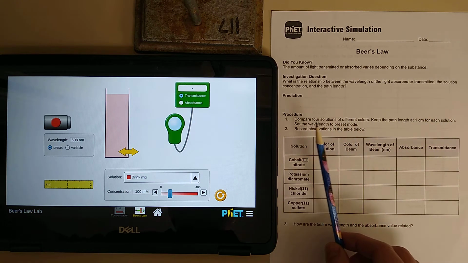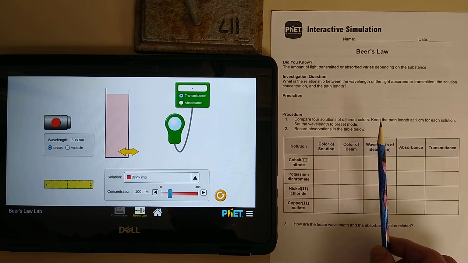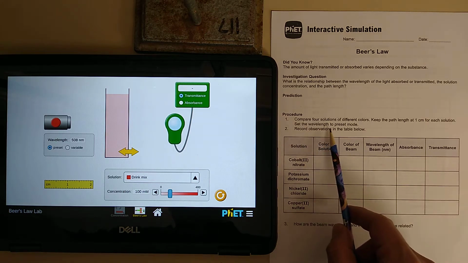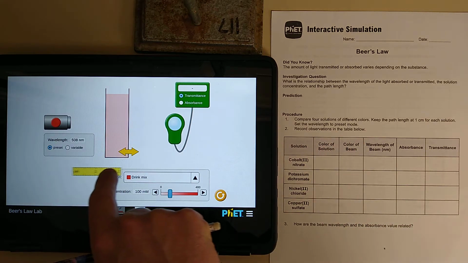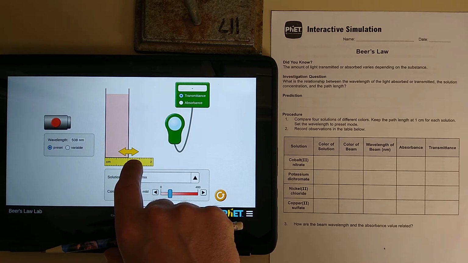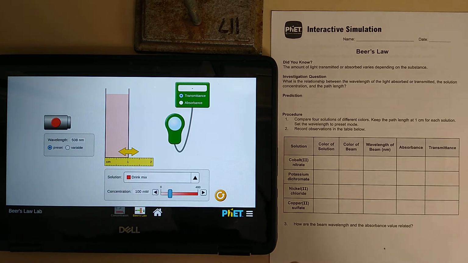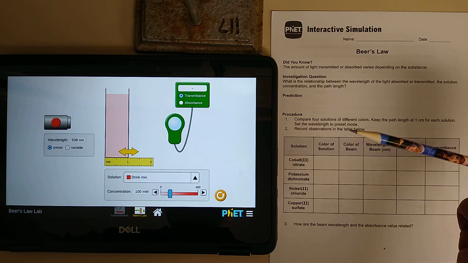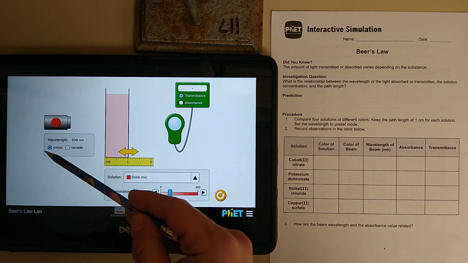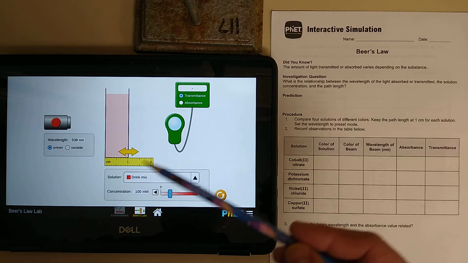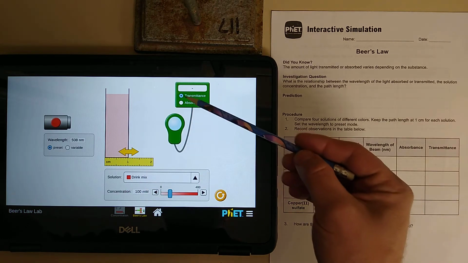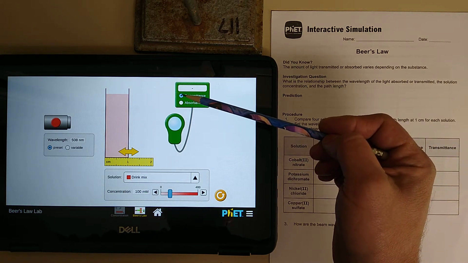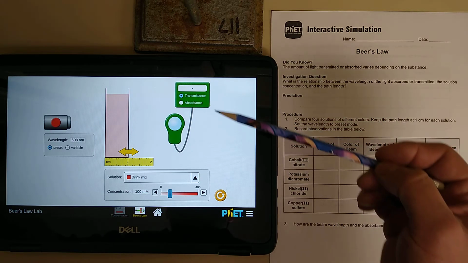So the lab procedure: we're going to compare 4 solutions of different colors. We're going to keep the path length at 1 centimeter for each solution, and we're going to set the wavelength to preset mode. We'll move this over here so we can measure it. You see it's at 1 centimeter already, so we'll leave that where it is. The wavelength is set to preset, and we'll leave that just like it is. This will give us information on how much light gets absorbed and how much light goes back out, the transmittance of the light.